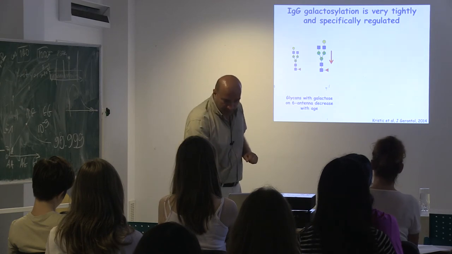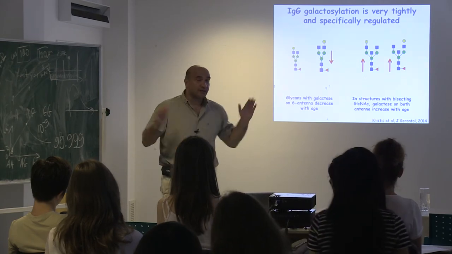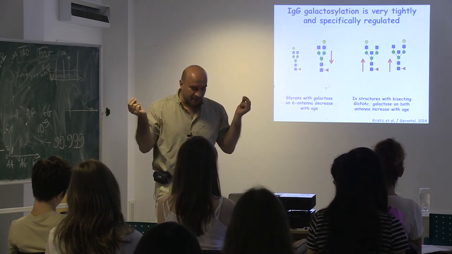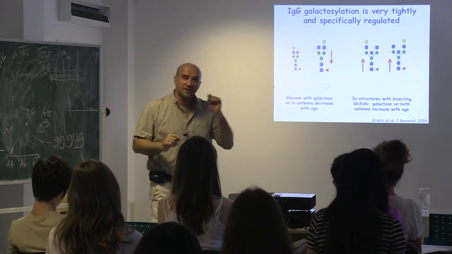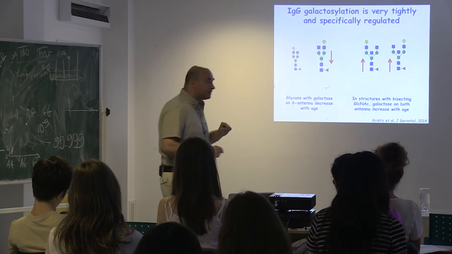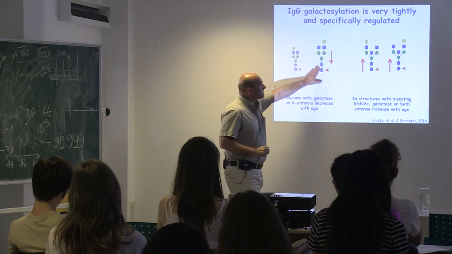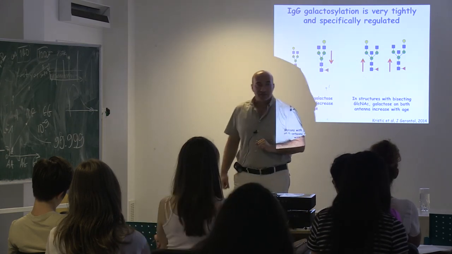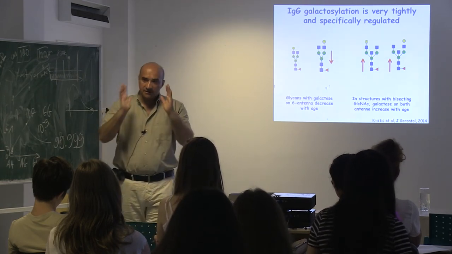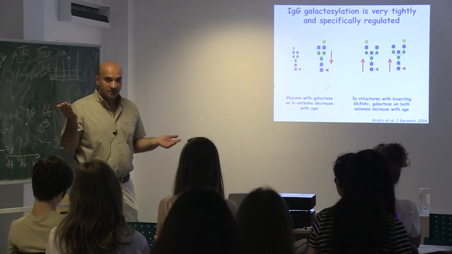Even more complicated, glycans with bisecting and galactose on any of the arms are increasing with age. Now the question is, we have a single enzyme which is adding these galactoses. How can this enzyme be differently regulated with age on the 3-arm, 6-arm, and the glycans with bisecting? So we don't know. We have no ideas. How can a single enzyme at the same time be down-regulated and up-regulated? We know that it cannot.